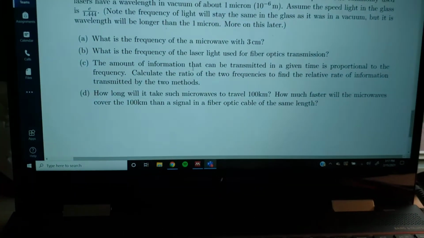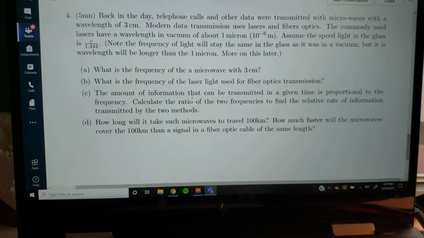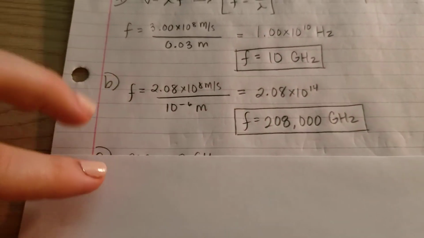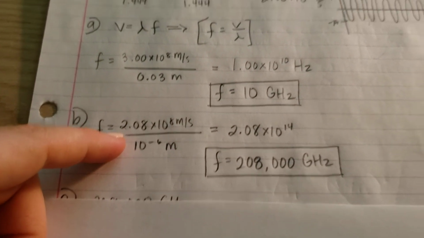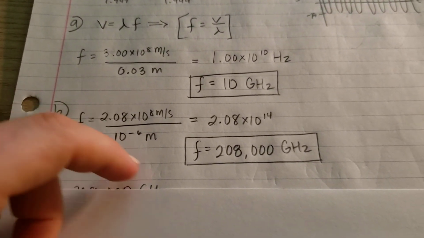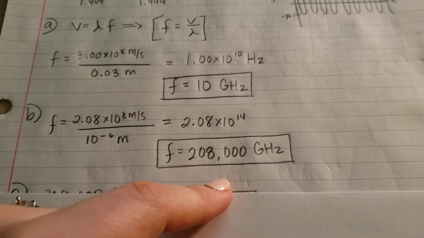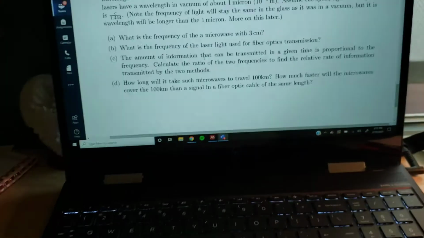And for part B, they want us to calculate the frequency of the laser light used for the fiber optic transmission. So same thing we did in part A, except this time we're going to use the speed of the fiber optics, which we calculated to be 2.08 times 10 to the 8. And then we get the frequency at 208,000 gigahertz. So much faster than 10 gigahertz, or much higher frequency.